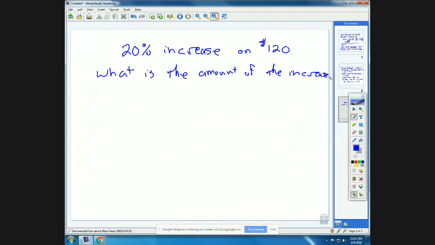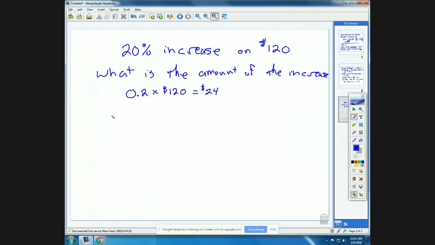And we want to be careful to distinguish between a percent increase and an amount of increase. So here, I could just take my 20% and multiply it by my $120. And with my calculator, do some arithmetic, we should find that that is $24. Good. So that's the amount of increase.